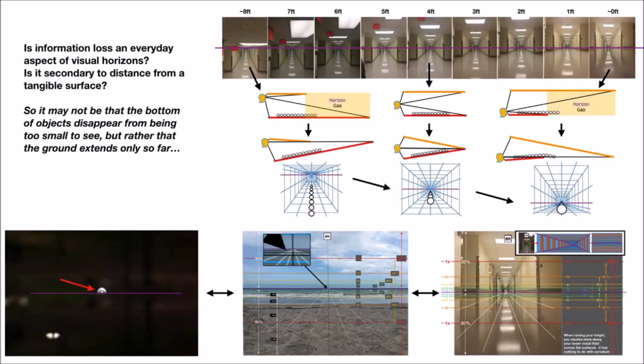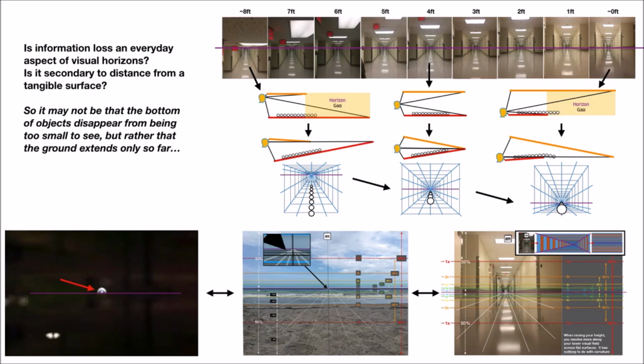So is information loss an everyday aspect of our visual horizons? Why is this occurring? Is it secondary to tangible surfaces? In other words, does our proximity to a tangible surface limit the amount of information that we're allowed to process? So I just want you to focus on that.